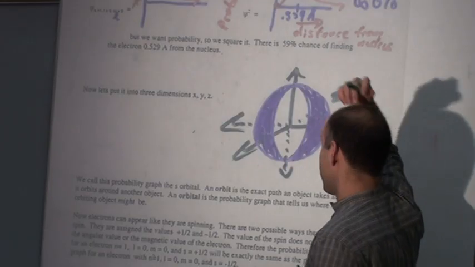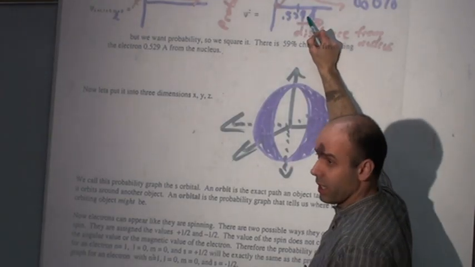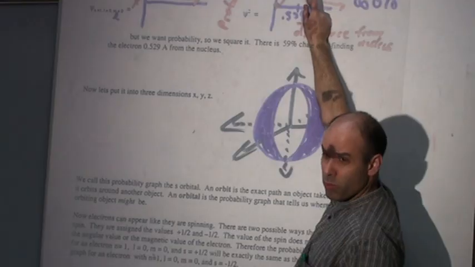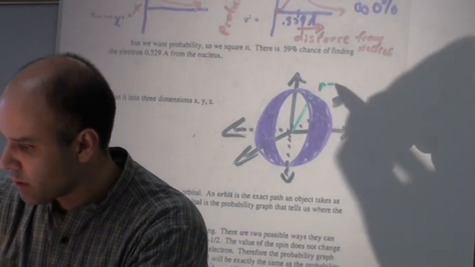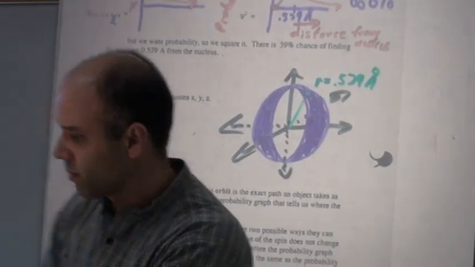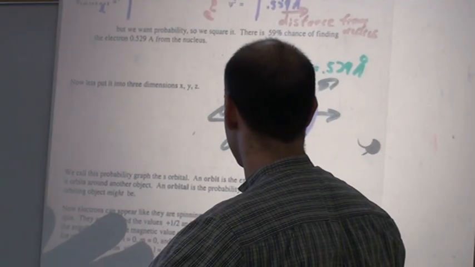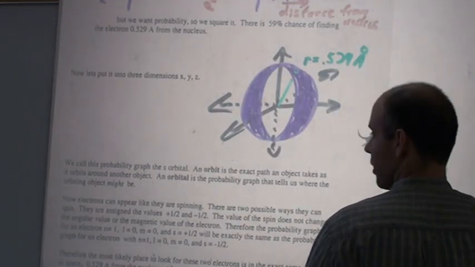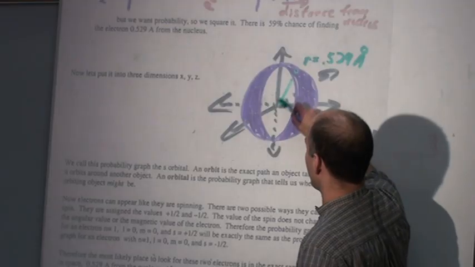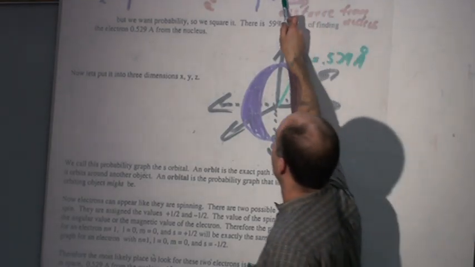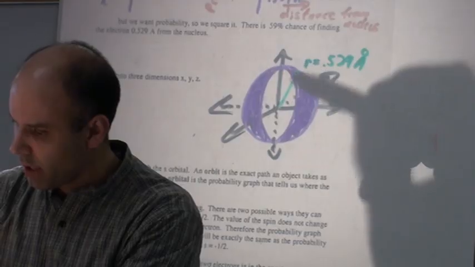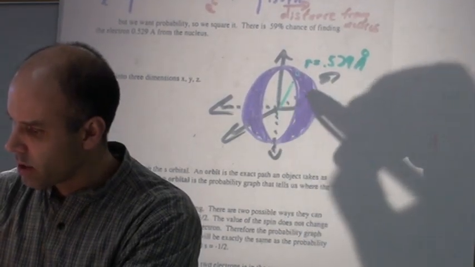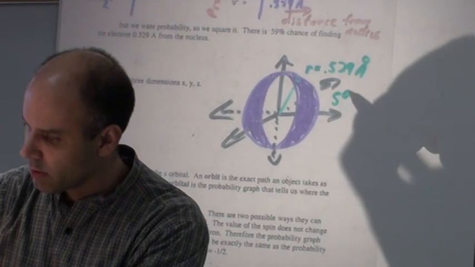And what is the radius of my sphere? The radius of my sphere is 0.529 angstroms. That's the greatest probability of finding the electron. So to draw a little perspective in, you draw in a ray, and that's my radius, 0.529 angstroms. And what is the probability of finding an electron 0.529 angstroms away? 59%. So it doesn't matter if I'm going that direction or that direction or that direction, if I'm 0.529 angstroms away, the probability is 59%.